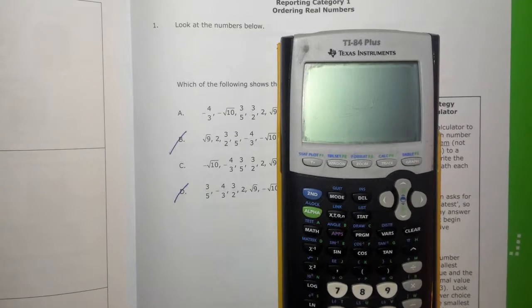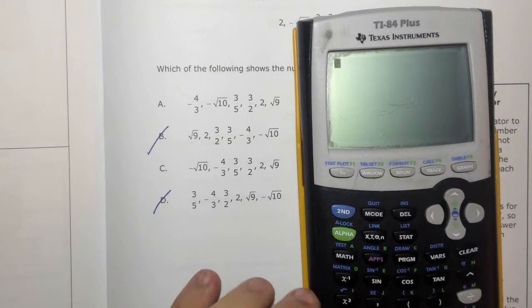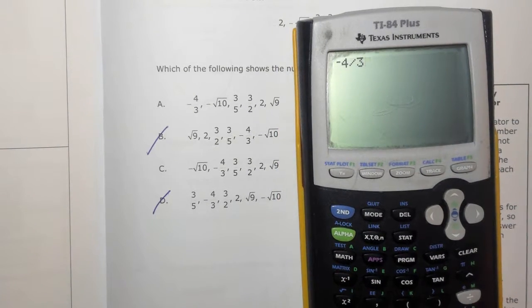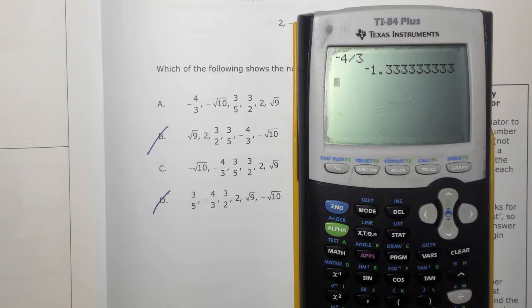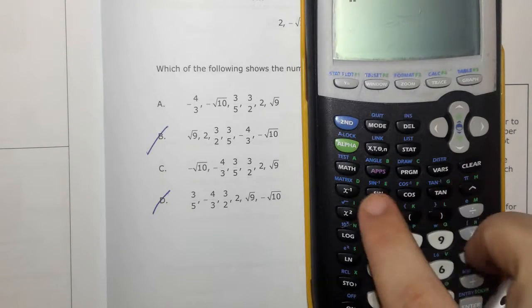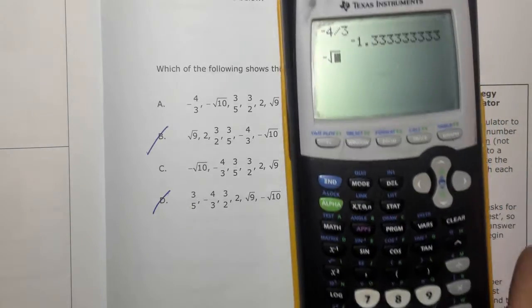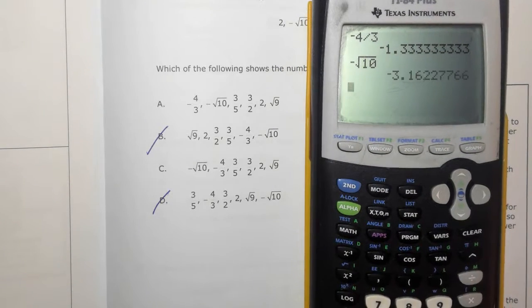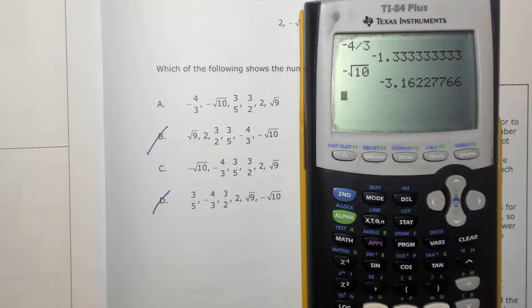I'm going to zoom in just a little bit here. I've got negative 4 divided by 3. That's how I would do negative 4/3. That gives me negative 1.3 repeating. And then I have negative second square root of 10. And that gives me negative 3.16.